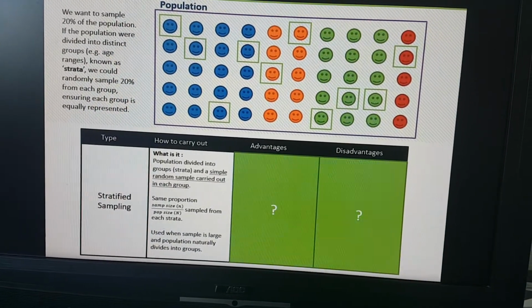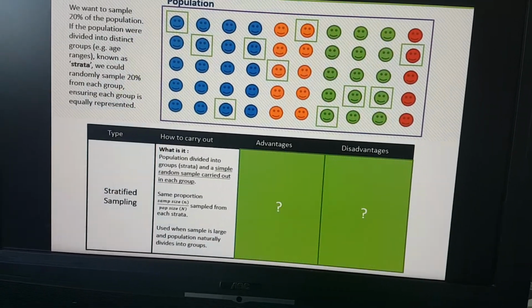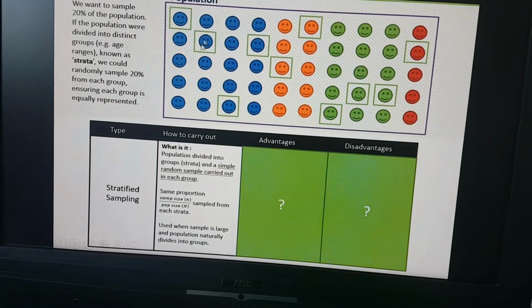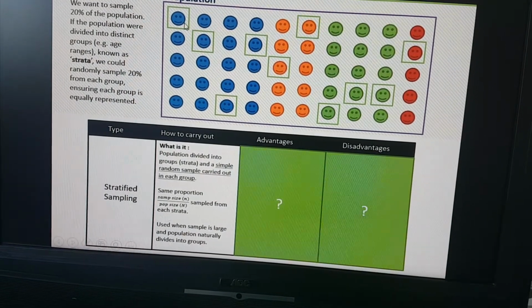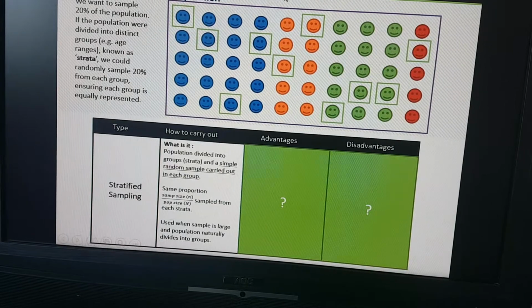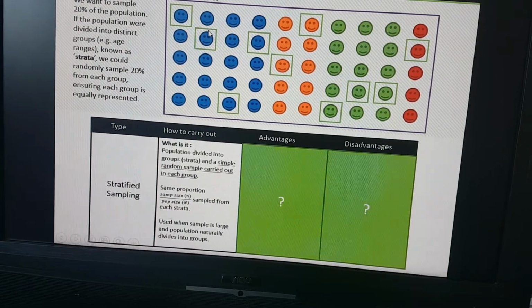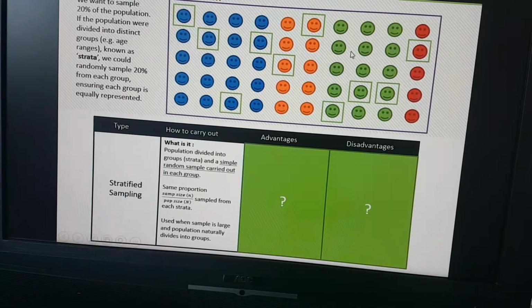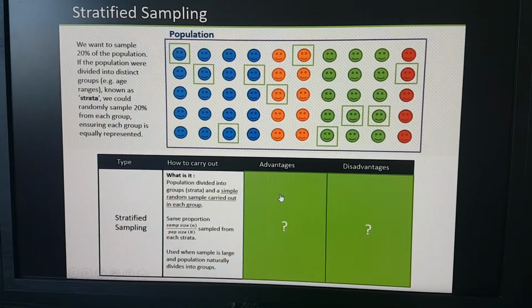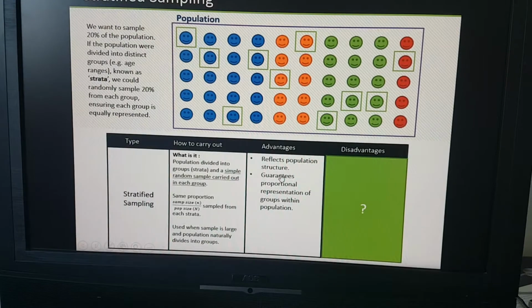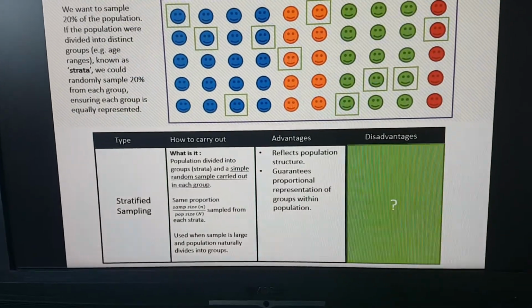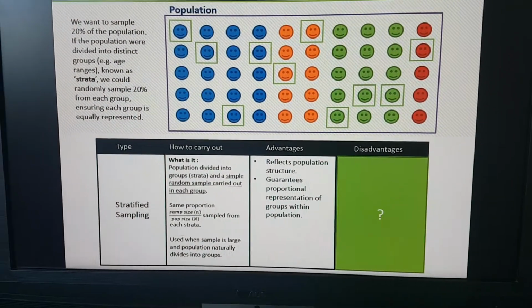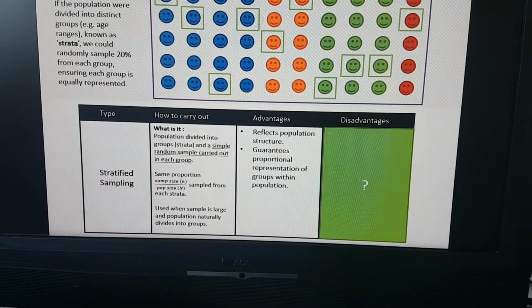And then we pick every 1/10 from each strata. For example, here we have 1, 2, 3, 4, 20. So from this population we pick 2. Okay. From this population we have 10. We pick 1, and so on. Okay. The advantages: it reflects the population structure and guarantees proportional representation of each group, or each strata.